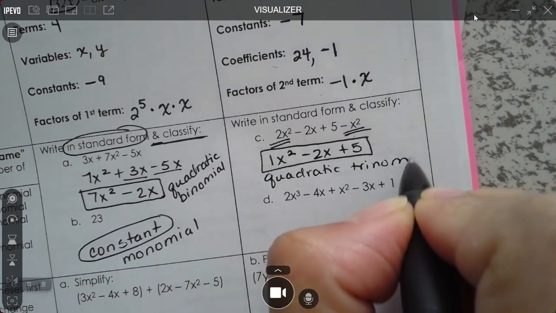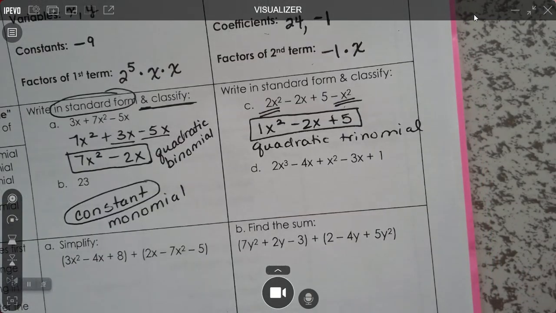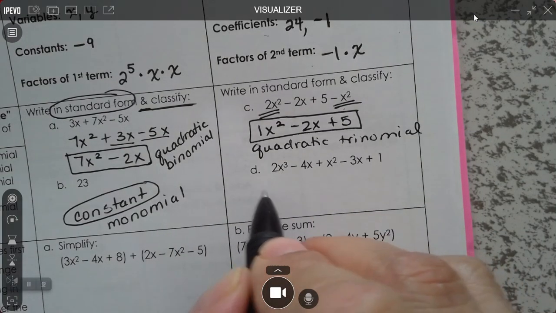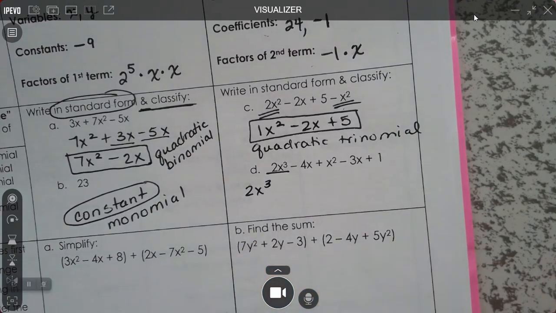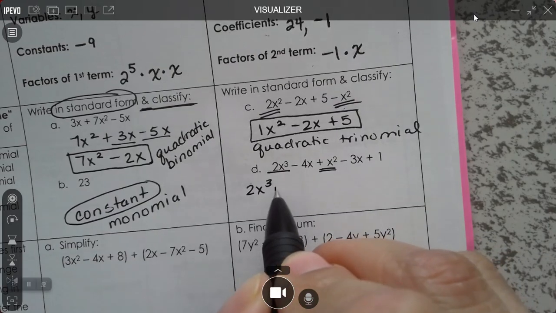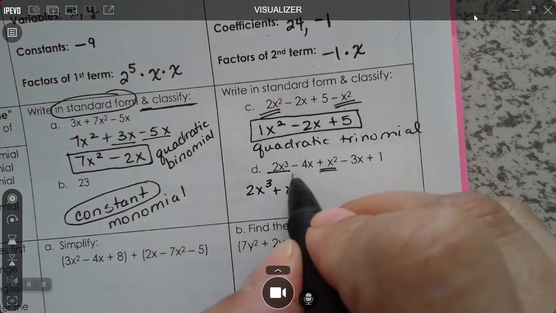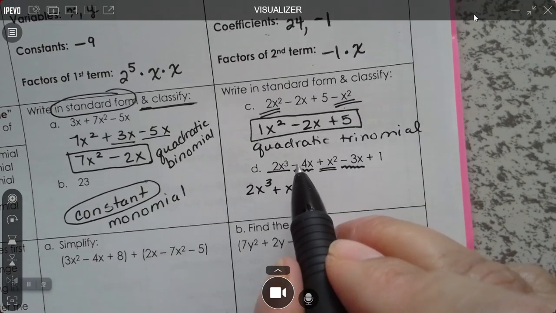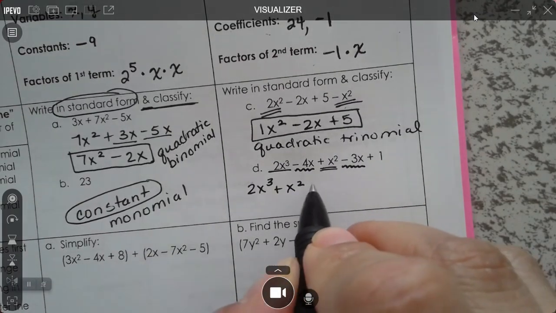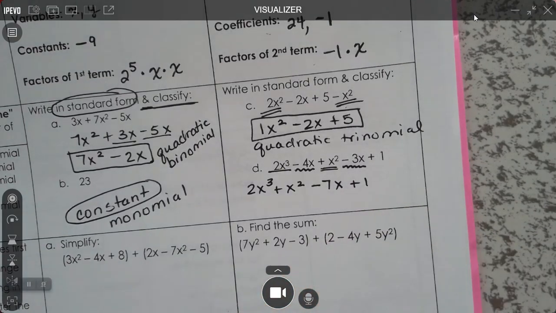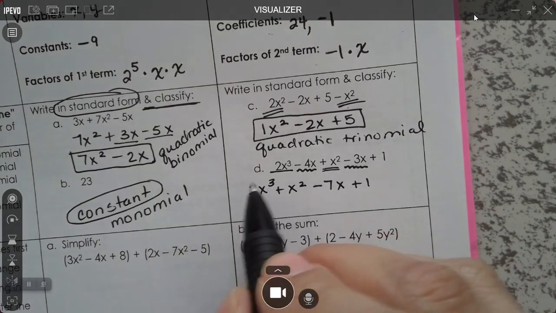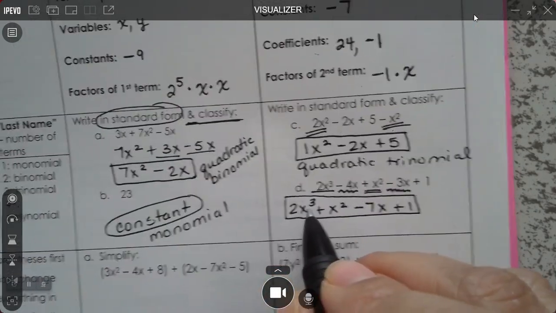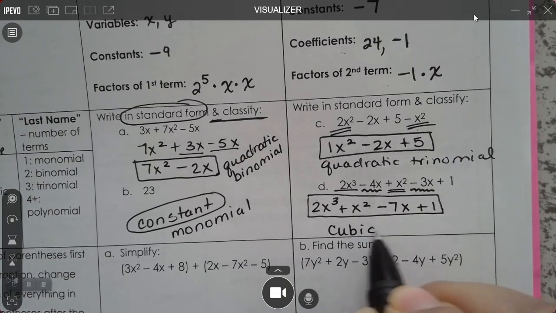All right, the next one, is it in standard form? Which one should be the first term? 2x cubed, right? Which one should be the next term? Yes, x squared. Which one should be next? But we have two of them. So in your calculator, you need to do negative 4 plus negative 3, and then make sure you include the constant. There you go. That's your polynomial in standard form. Now you need to name it. Exactly, because of the cubic and the fact that you have 4 terms, it's a cubic polynomial.